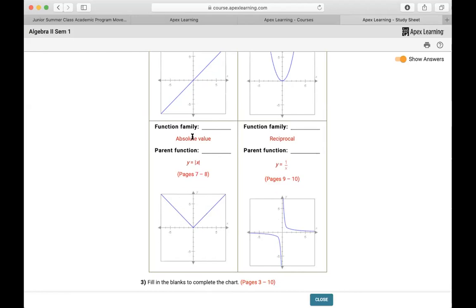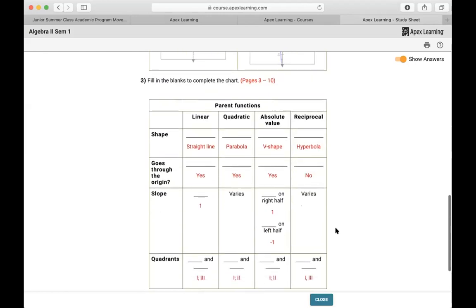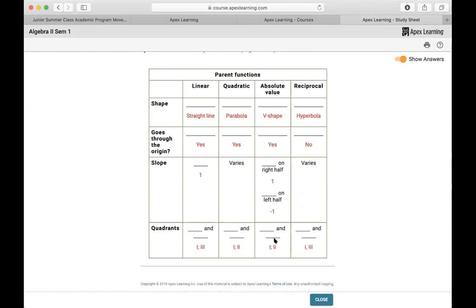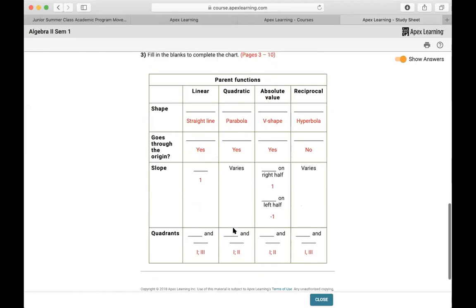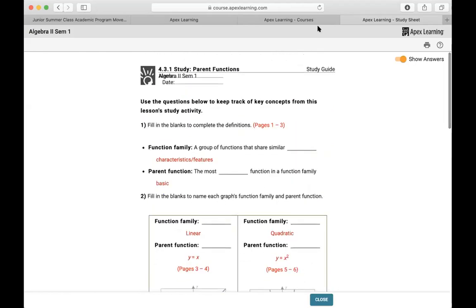This one is our absolute value, y equals those straight vertical lines, the absolute value of x. And then our reciprocal, our 1 over x, and those two curved shapes that don't go through the origin. Looking at this one, again, this one is straight based on that summary chart. So I'll let you fill that out on your own for the sake of time here.